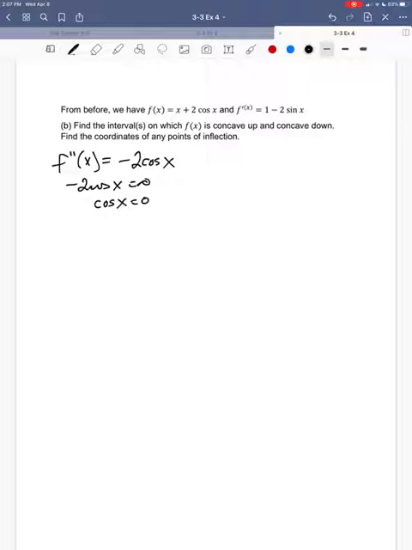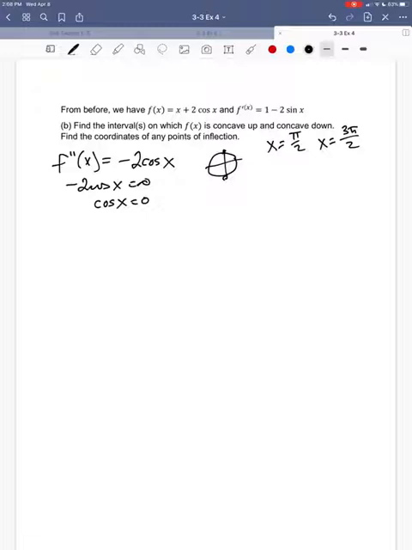When I think of the unit circle, cosine is the x-coordinate on the unit circle. So if I want an x-coordinate to be equal to 0, that's going to be along this line here. So I'm going to get up here and down here is where I'm going to have x-coordinates equal to 0. So up at the top, that's x equals pi over 2. And at the bottom, that would be x equals 3 pi over 2. So those are my candidates. That's where the second derivative is equal to 0.